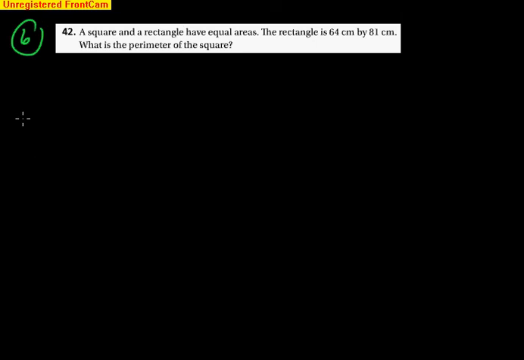Alright, 6 here. This is one of your in-class problems. I think it's worth doing. A square and a rectangle have equal areas. The rectangle is 64 centimeters by 81 centimeters. What is the perimeter of the square?